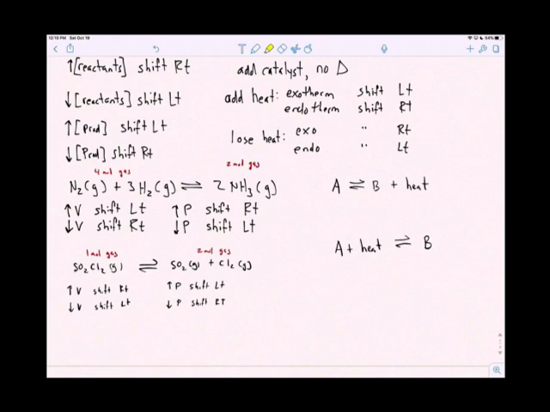And if the pressure goes down, the system will respond by trying to increase the pressure. It goes to the side that has the more moles of gas. In this case, it's left. And same thing, if you increase the volume, that's the same thing as lowering the pressure.